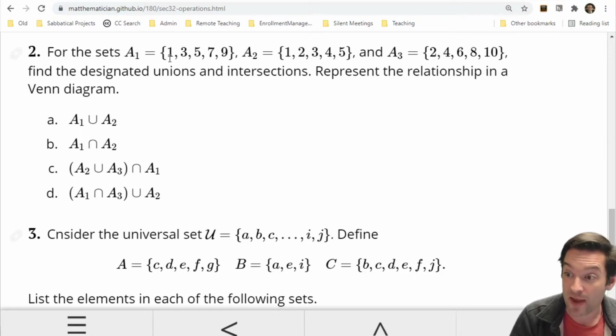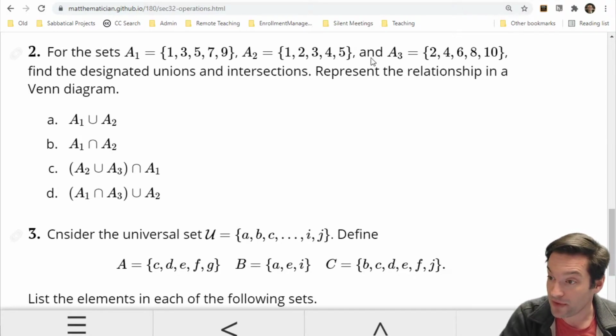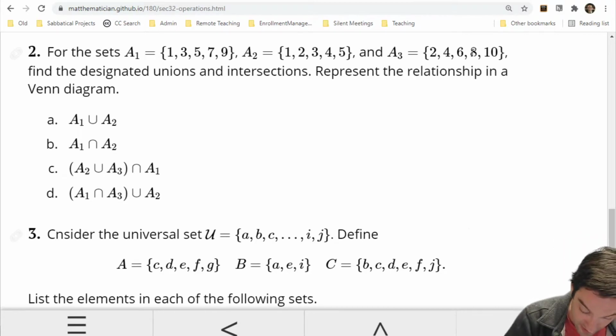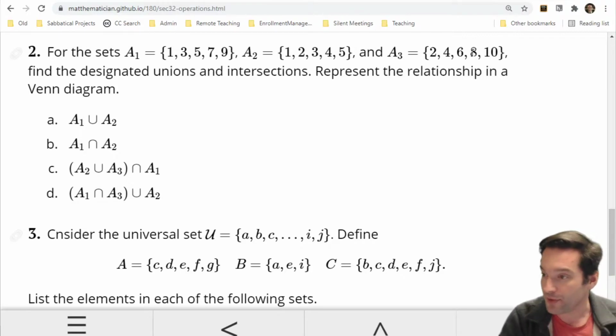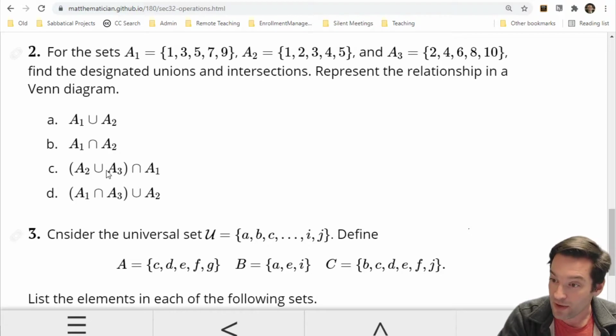We understand exactly what the elements of A1 are: 1, 3, 5, 7, 9. A2 is 1, 2, 3, 4, 5. A3 is 2, 4, 6, 8, and 10. And then after that, we're asked to supply a roster for the sets which were obtained by these various set operations. So A1 union with A2, A1 intersection with A2, the union of A2 with A3, then intersected with A1.